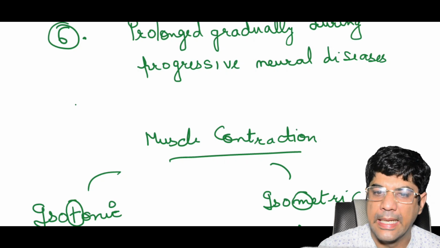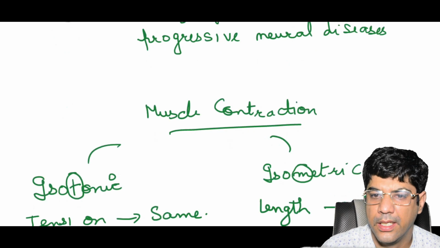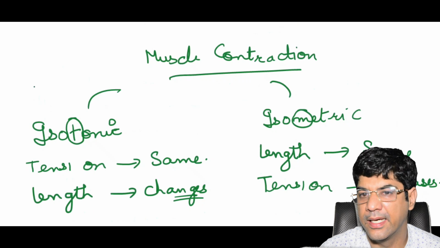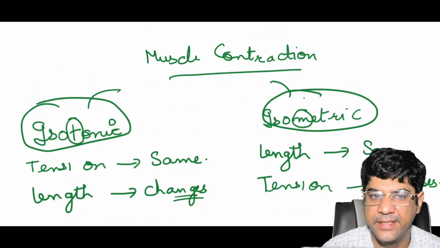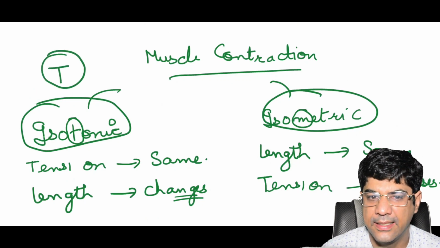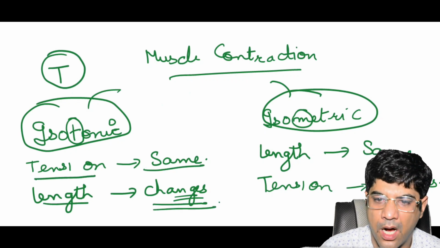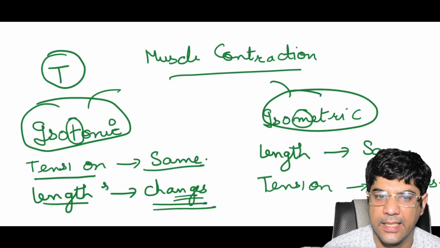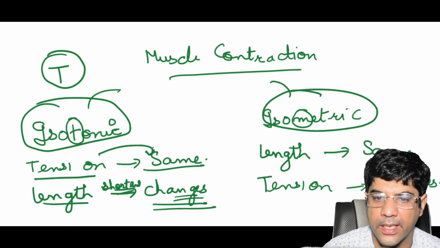Now, what are the types of contraction? We classify muscle contraction into two types. The first is the isotonic contraction and the other is the isometric contraction. In isotonic, remember the word is a T, so here the tension remains the same and the length changes. When you flex your arm, the muscle fibers become shorter, while the tension remains the same. That is an example of isotonic contraction.